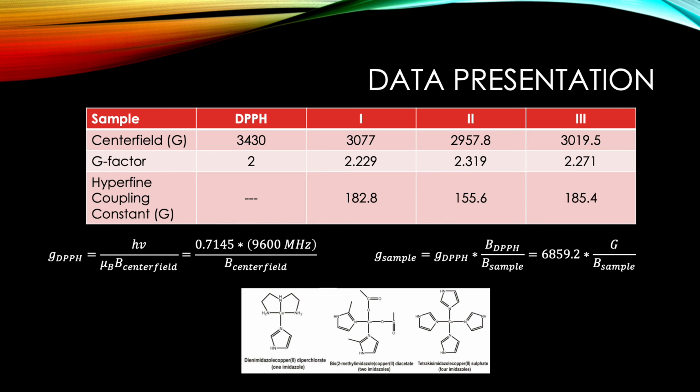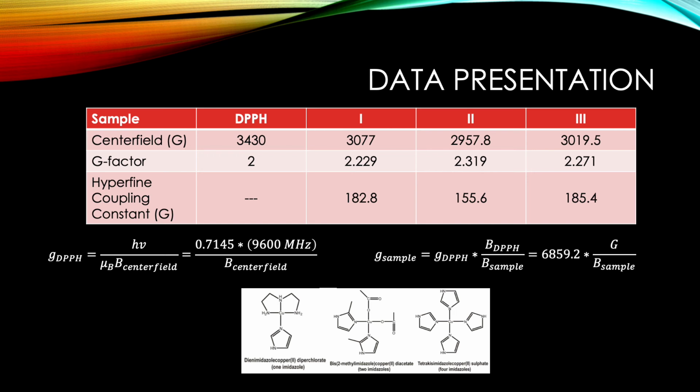The G values for the other samples were obtained using the equation on the middle right, which is a function of the product of DPPH's G value and its B center field, divided by the B center field value of the sample of interest. To determine the center field value for each sample, half alpha was added to the second peak for each spectrum. This is because, since theoretically we should have observed 4 peaks for all of the spectra, even though some only showed 3, the 4 peaks should have been observed, so we added half alpha to the second peak to get the center field value.